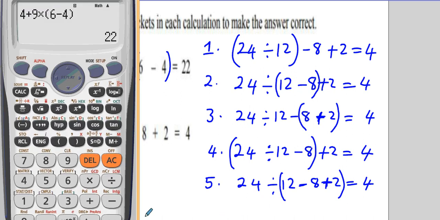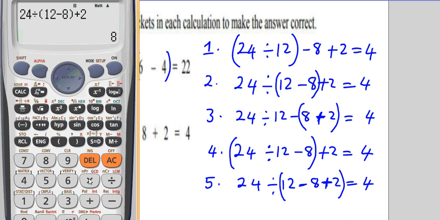Now pull out the calculator and try. Which possibility is going to give you equal to 4? Try the first possibility: open the brackets, 24 divided by 12, close brackets, minus 8 plus 2. No, we are getting negative 4, but it should be positive 4. So move on. We have 24 divided by, open brackets, 12 minus 8, close the brackets, plus 2. No, I'm getting 8. I'm supposed to get 4.